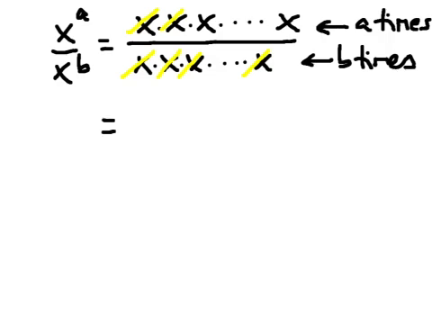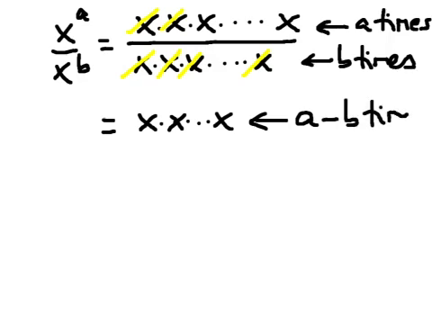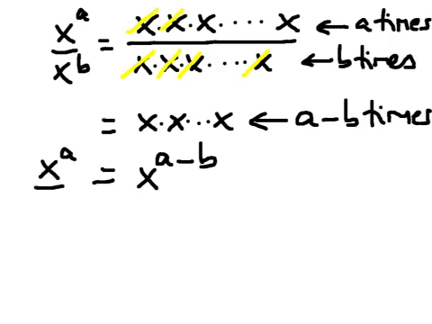So we are going to be left in the numerator, assuming that a is greater than b, with x times x times x, a minus b times. So this, again using our definition of the notation, is x to the a minus b. So this is the second rule for powers. x to the a over x to the b is x to the a minus b.